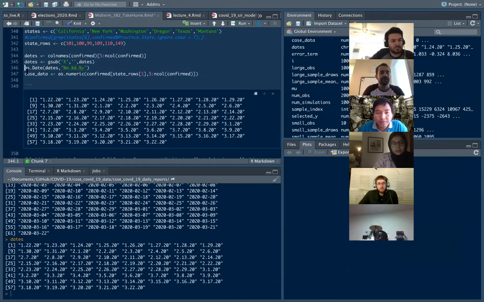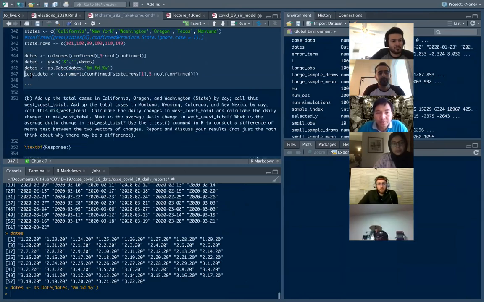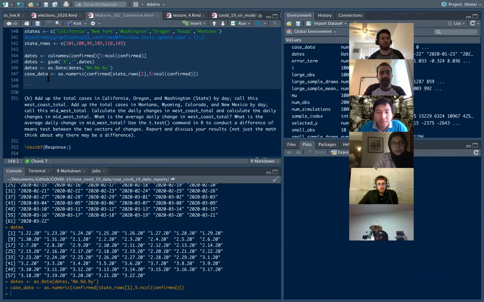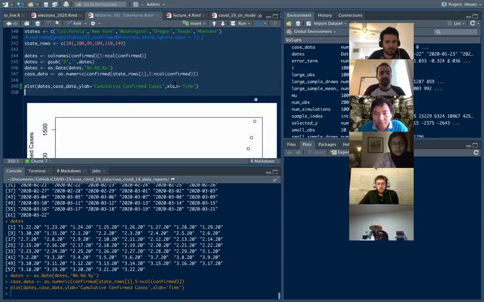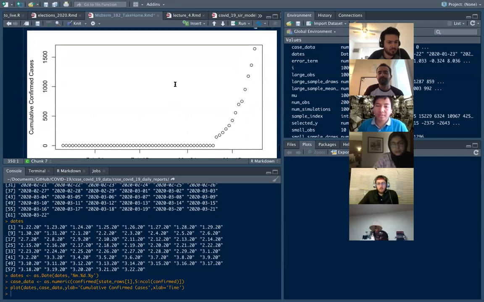Okay, so I'll store that as my dates. Okay, so then I have basically everything I need. I have my dates and I have my case data. My Y label can be confirmed cases or cumulative confirmed cases. My X label is time. And there's my data for California, right?